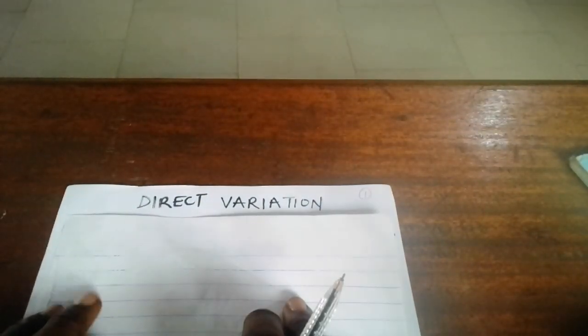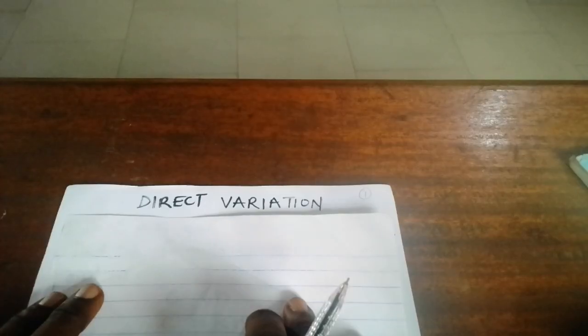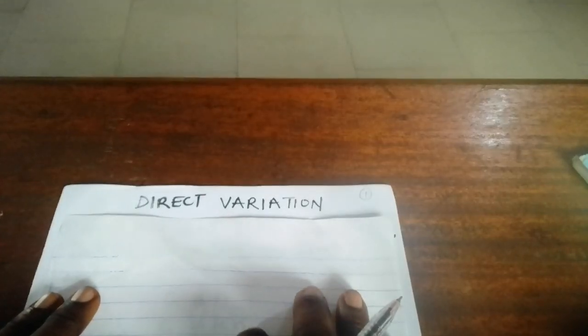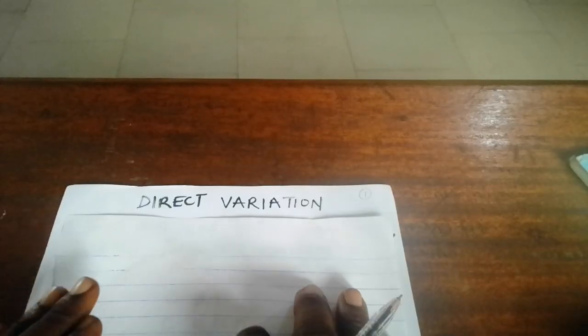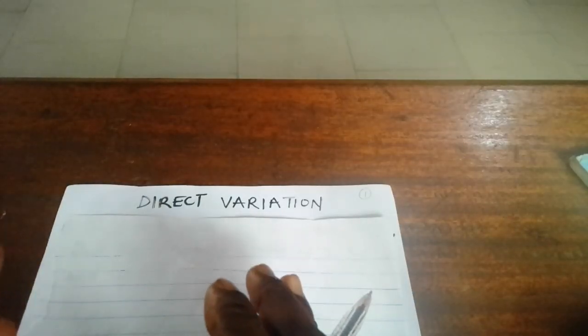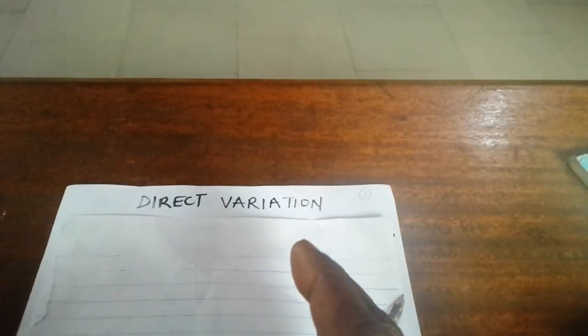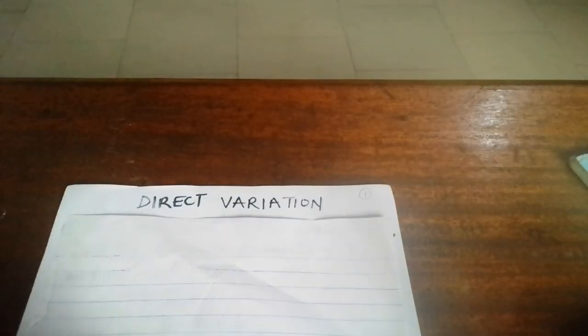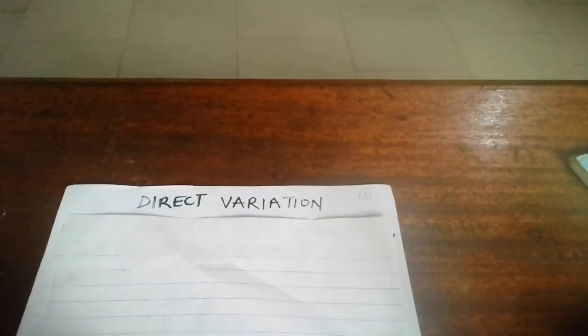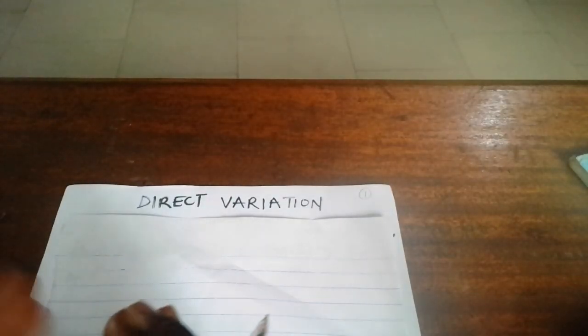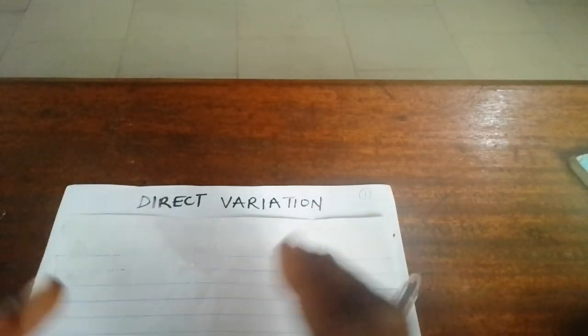We will be considering variation. So we'll be starting with direct variation. When you talk of variation, that means you have some variables that affect the other. When one variable is increasing, the other one will be increasing, and when one variable is decreasing, the other one will be decreasing. That is direct variation.